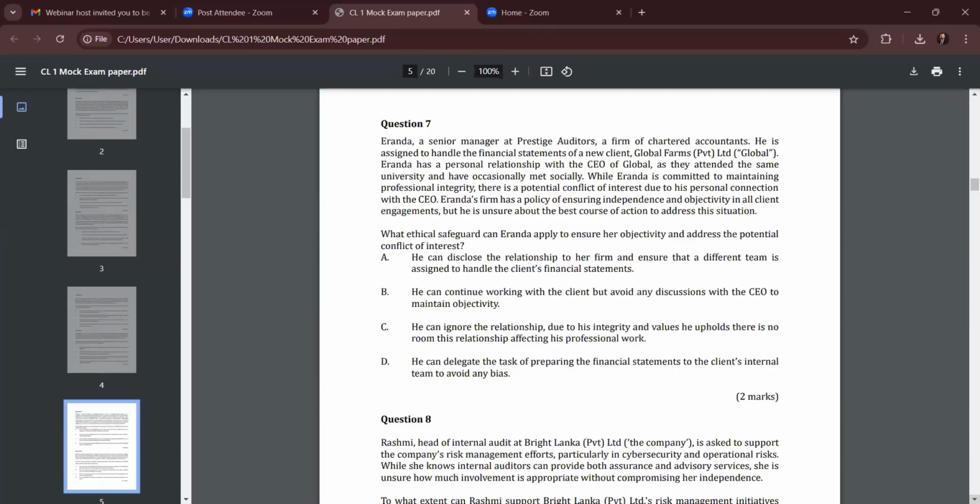He can ignore the relationship due to his integrity, the values he upholds. There is no room for relationships affecting. No. He can delegate the task of preparing the financial statements to the client's internal team to avoid any bias.